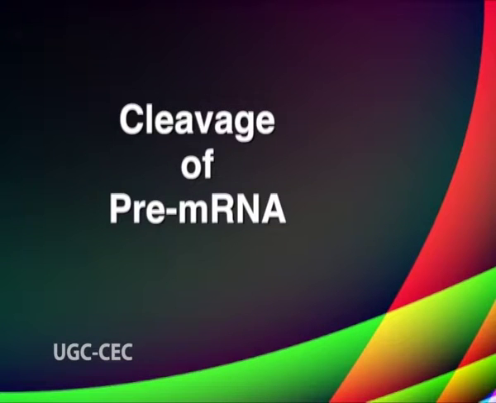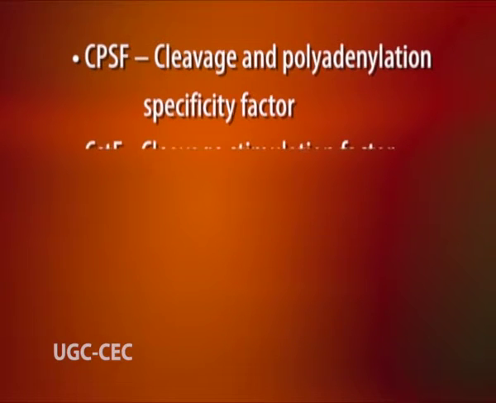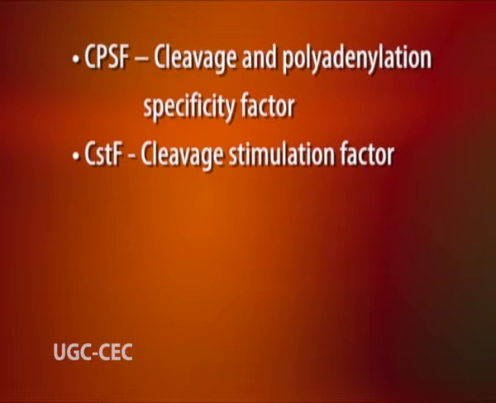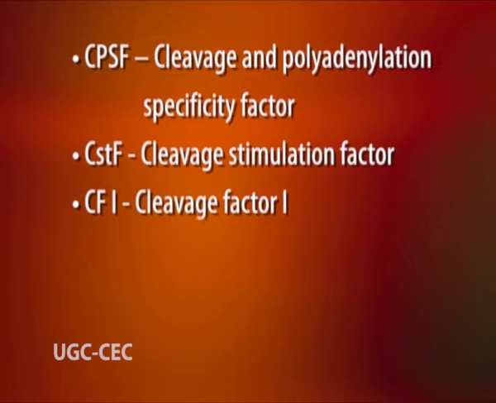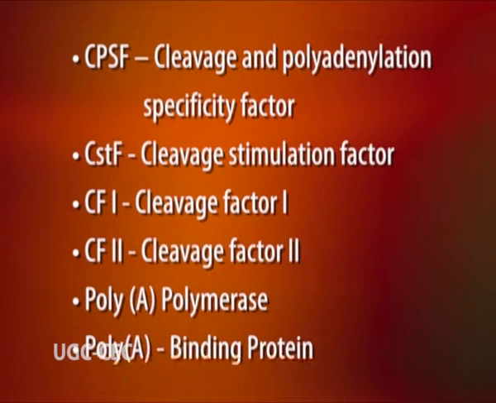Now, the cleavage of pre-mRNA. Cleavage in mammals requires several proteins: CPSF, which is cleavage and polyadenylation specificity factor, CstF, which is cleavage stimulation factor, CF1 and CF2, which are cleavage factor 1 and 2, poly-A polymerase and poly-A binding proteins.